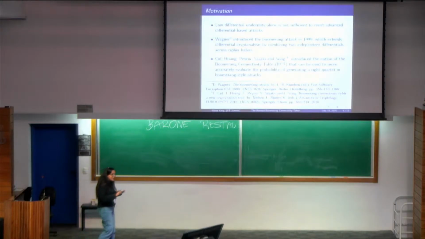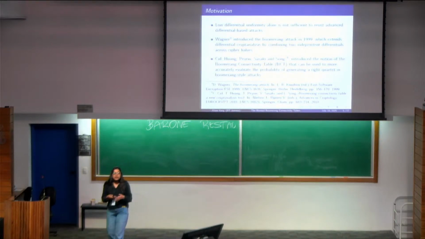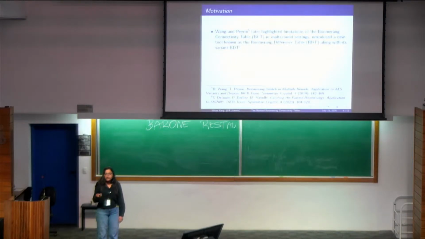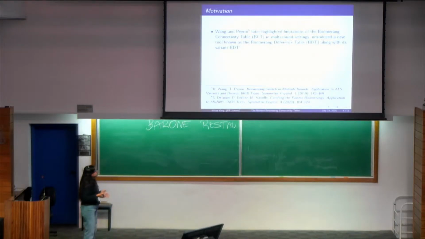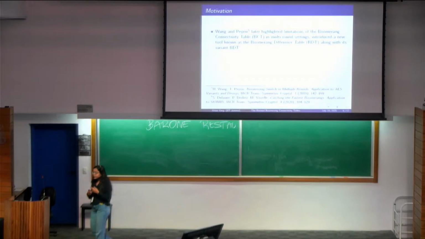And again, it was not yet enough in some settings. Like in multiple round settings, the boomerang attack was not sufficient. So it was again noted by Wang and Peyrin, and they highlighted the need for some other tools, which they stated as the boomerang difference table BDT, along with its variant BDT dash. The example where they noted this is the 2-round AES, where they found the need to introduce these tools.